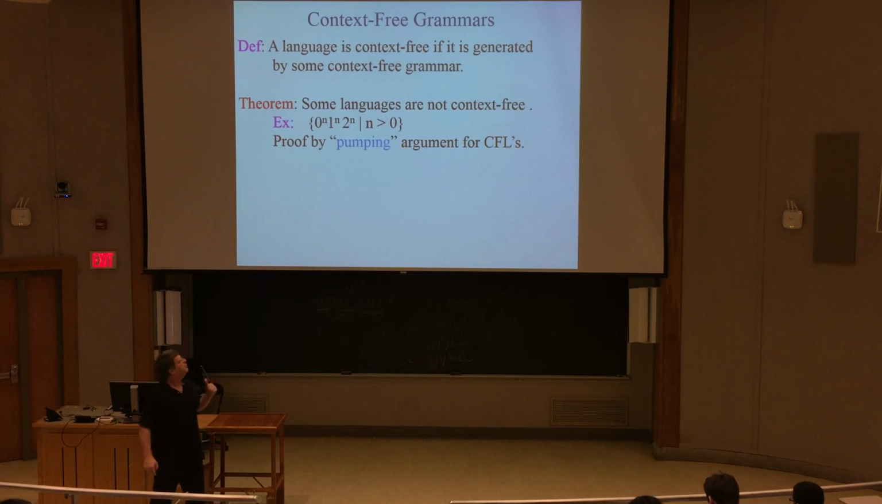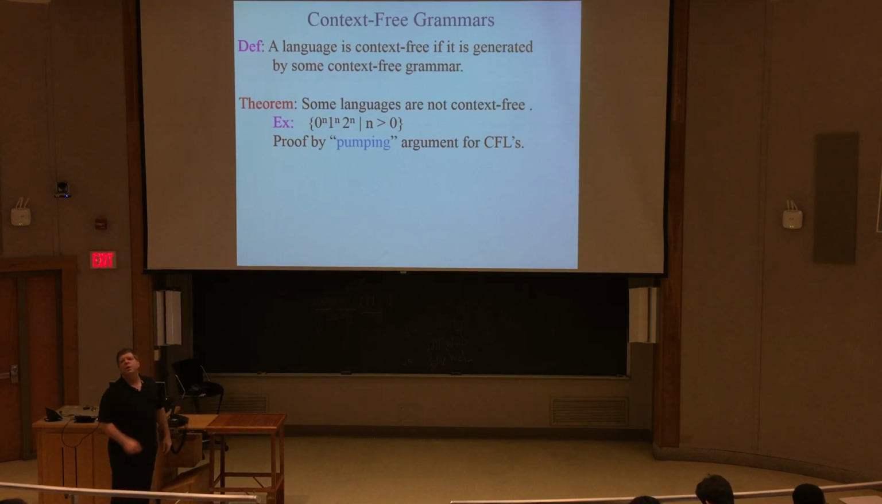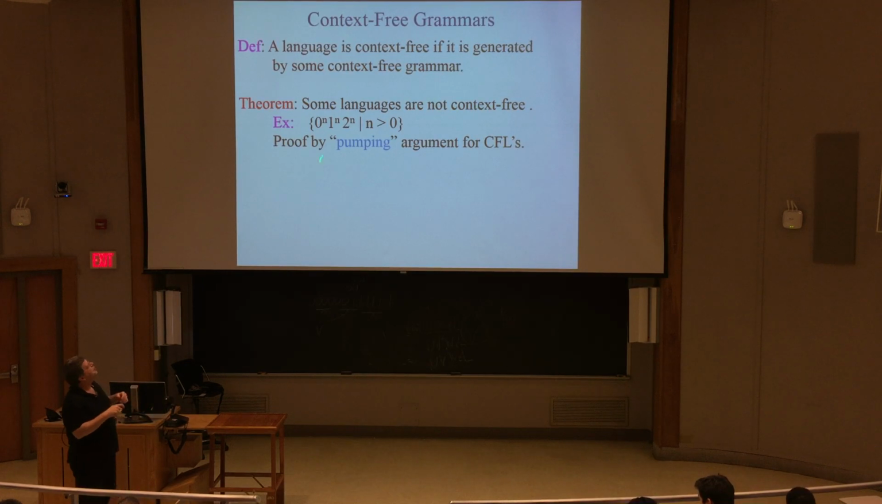And that can be used to show that 0 to the n, 1 to the n, 2 to the n is not context-free. Because you have to have 2 pumps, and they're pumped up with the same exponent. So instead of just a v to the i, there's a v to the i and a w to the i, and the i must be the same in both. So now you have 2 simultaneous lockstep pumps in this version of the pumping theorem. It's a little more involved. It's for context-free grammars, context-free languages.